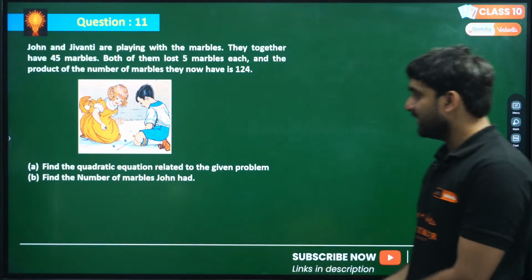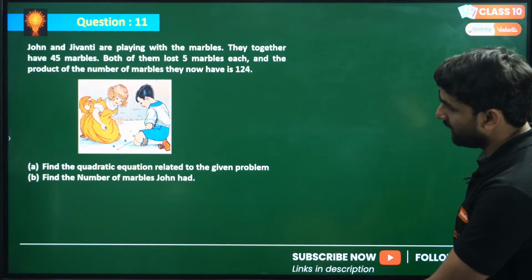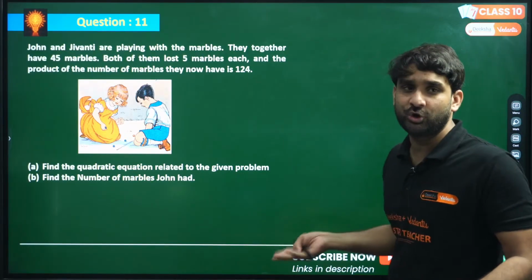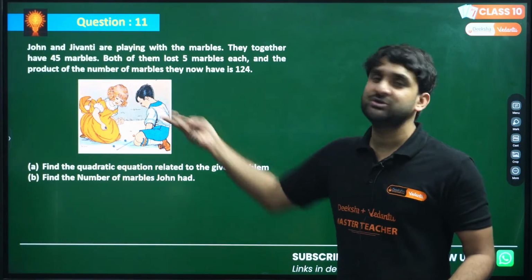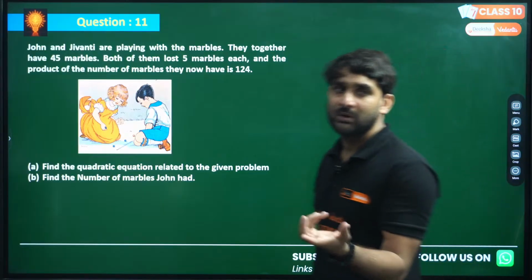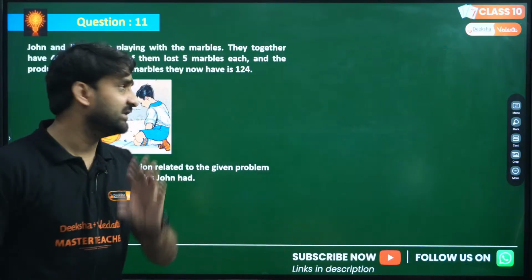Find the quadratic equation related to the given problem. Find the number of marbles John had. Okay, so we are not sure how many marbles John and Jivanti have. So if we are not sure, we can let the number. Let John have x marbles and Jivanti have y marbles.